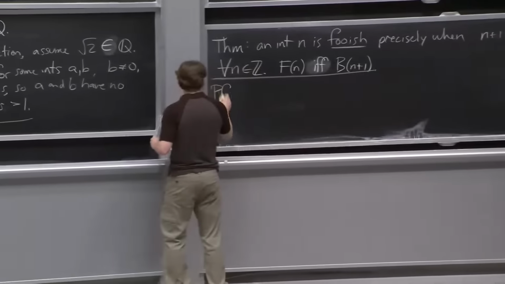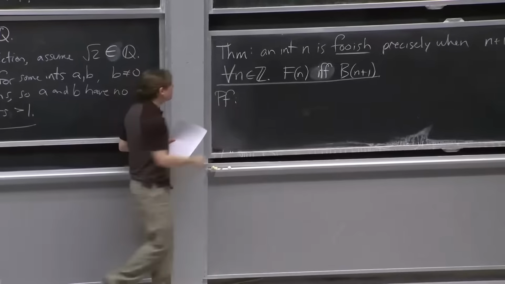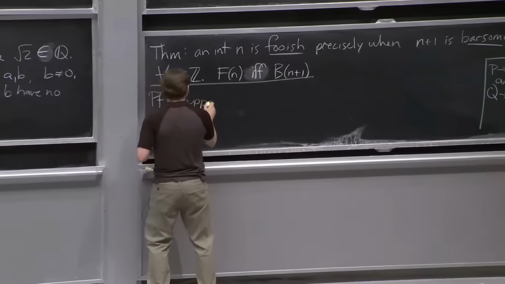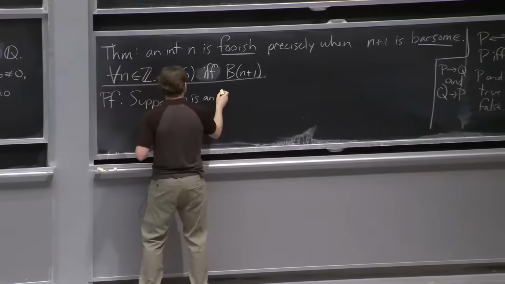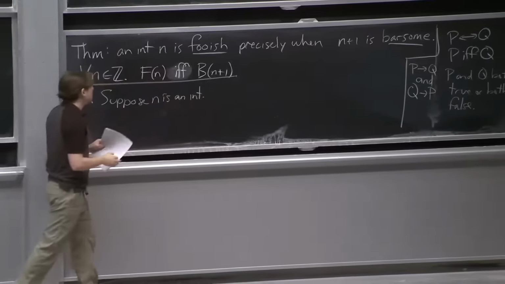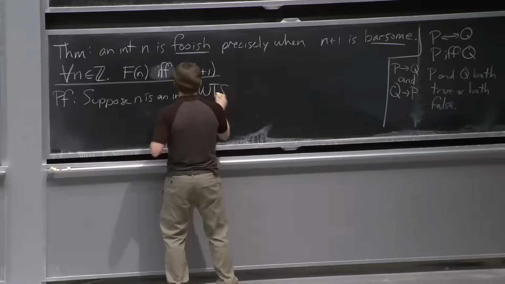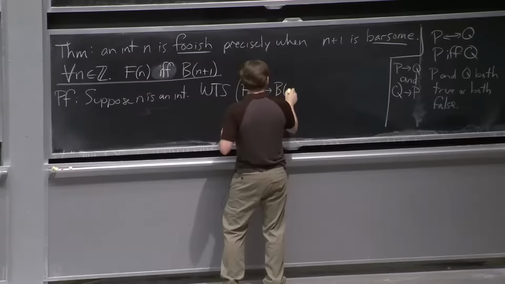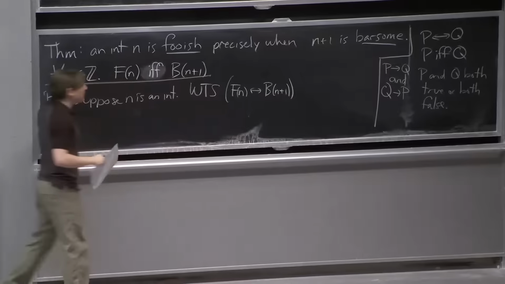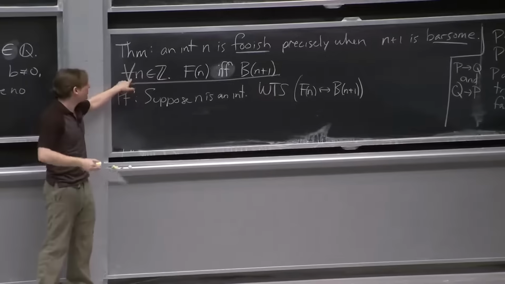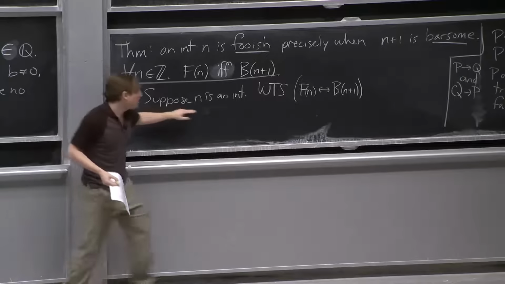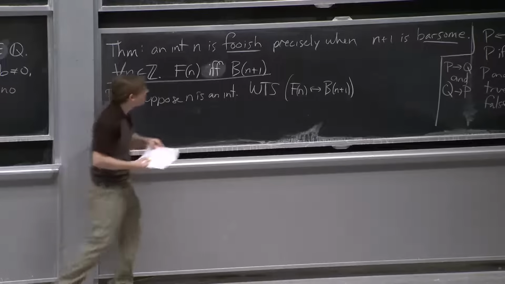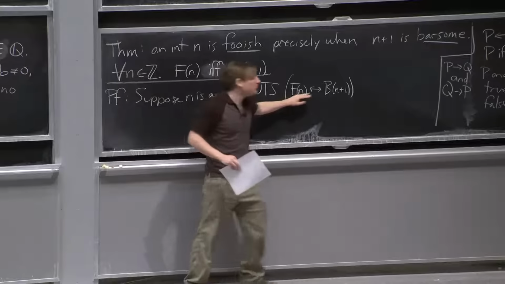Let's prove it. Proof. OK. The theorem starts with a for all. I know how to handle a for all. Suppose n is an integer. We want to show F(n) if and only if B(n plus 1). Right? That was one of the first outlines we talked about. If you have a for all, you introduce a generic n, and you want to show the property for that n. Right? OK.